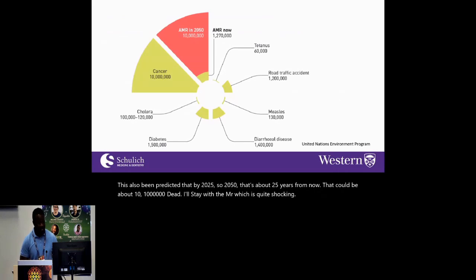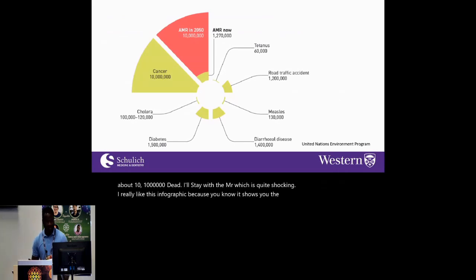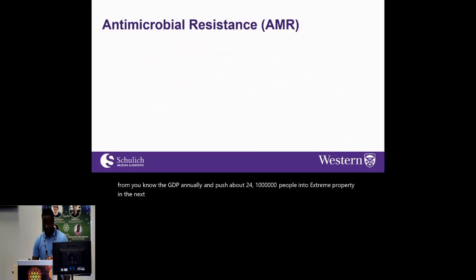I really like this infographic because it shows the deaths associated with AMR and other diseases, even road traffic accidents, and most especially cancer, which has a lot of attention these days. The prediction shows that the scale at which we see cancer deaths currently is what we would see for AMR in the future. If unchecked, AMR could shave about 3.4 trillion US dollars from the GDP annually and push about 24 million people into extreme poverty in the next decade, which shows we have to take this really seriously.